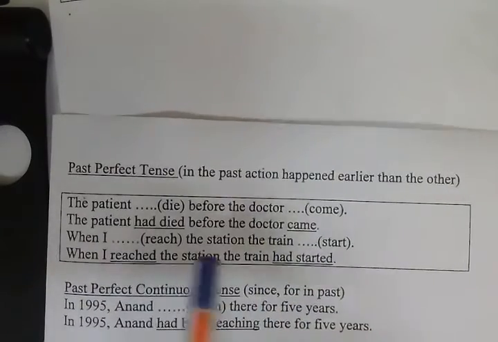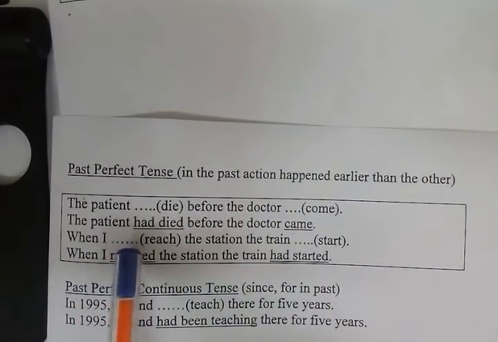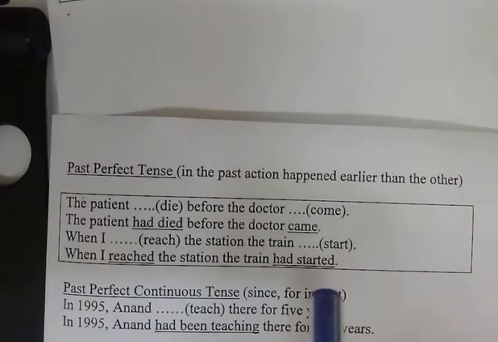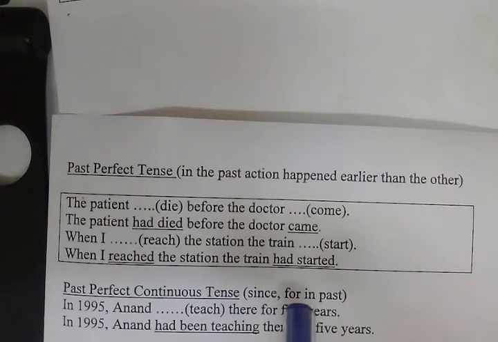Look at the next sentence. When I dash reached the station, the train started. It means, जब मैं स्टेशन पे पहुंचा तो ट्रेन स्टार्ट हो चुकी थी. So we will fill when I reached the station, the train had started. Means the first action was the train had started.